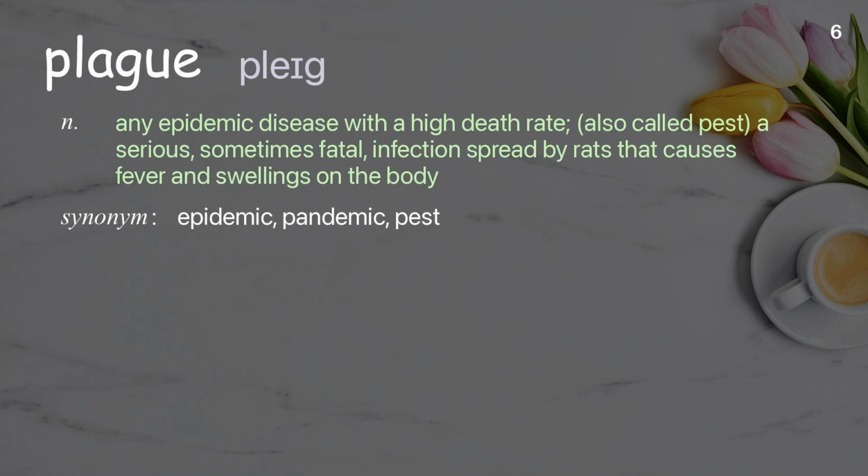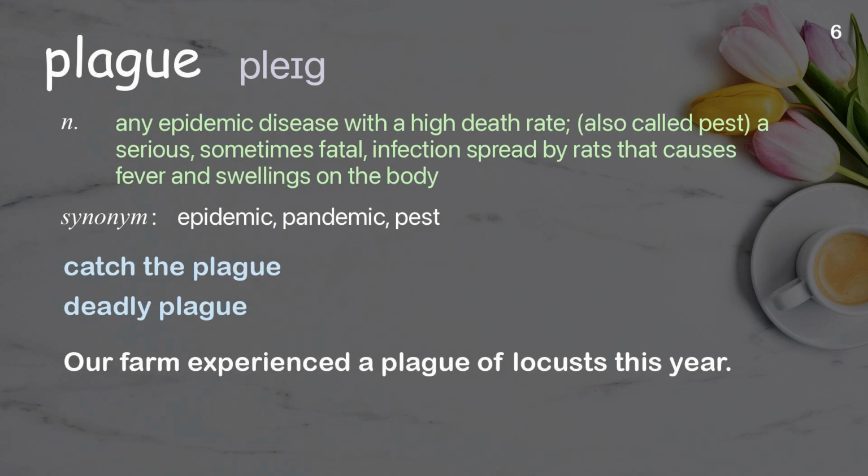Plague. Any epidemic disease with a high death rate, also called pest, a serious, sometimes fatal, infection spread by rats that causes fever and swellings on the body. Examples: Catch the plague. Deadly plague. Our farm experienced a plague of locusts this year.